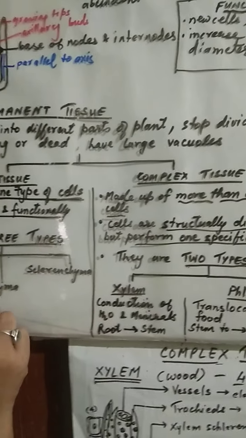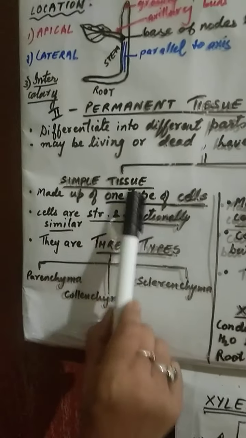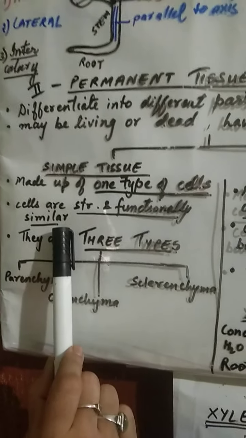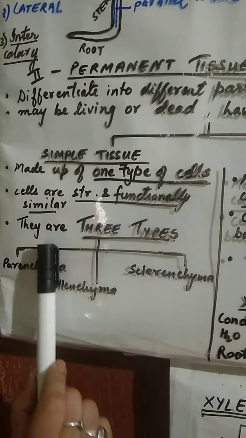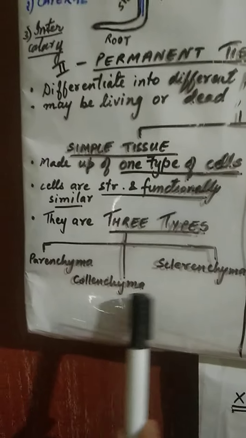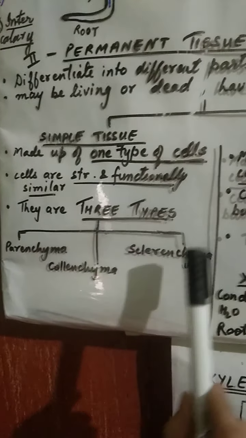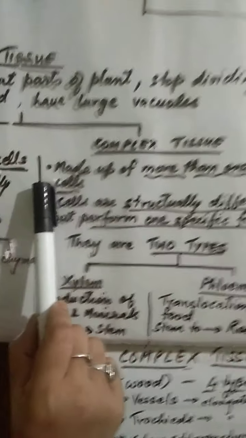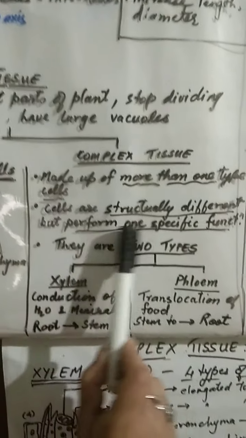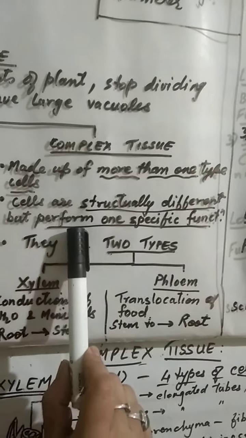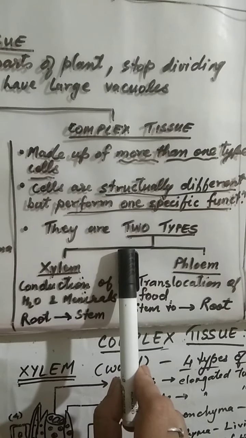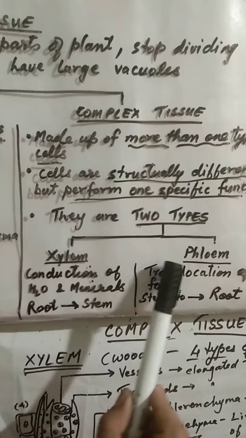What is simple tissue? Remember, it is made up of only one type of cells. These cells are structurally and functionally similar. In simple tissue, we are going to study three types: parenchyma, collenchyma and sclerenchyma. Now let us see what is complex tissue. Complex means it is made up of more than one type of cells. These cells are structurally different but perform one specific function. So there are two types of complex tissue we are going to study: xylem and phloem.